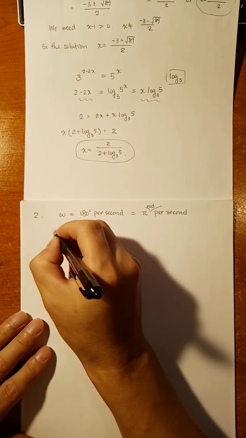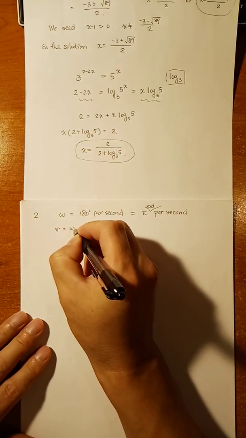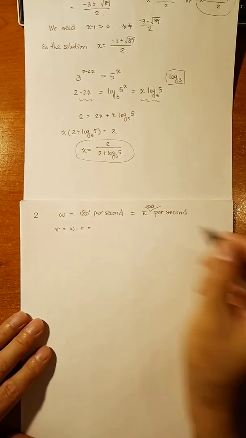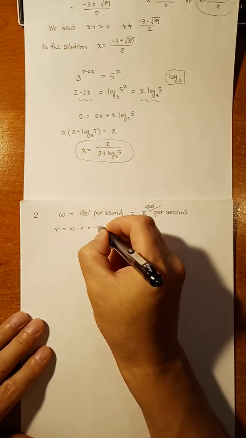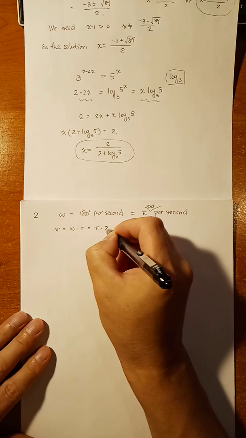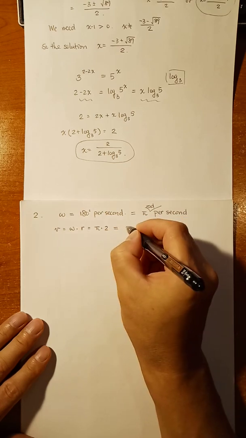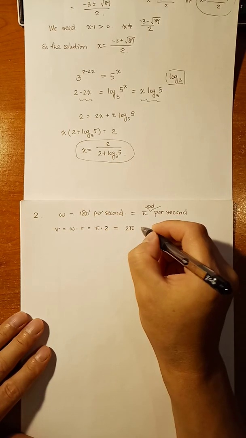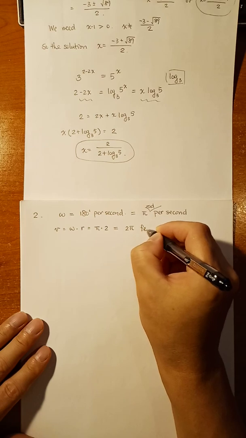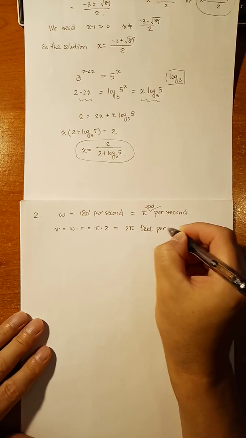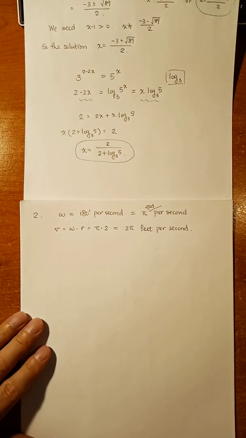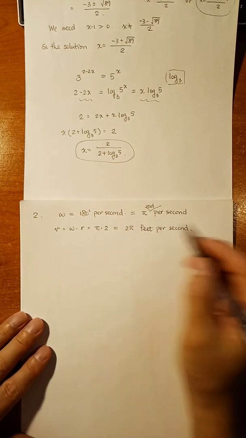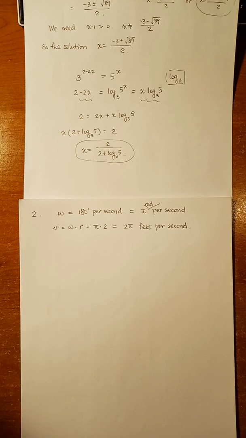And in this case, the linear speed is the angle speed times r. So it is pi times 2. The rope is 2 feet. So it's 2 pi feet per second. That's the answer.